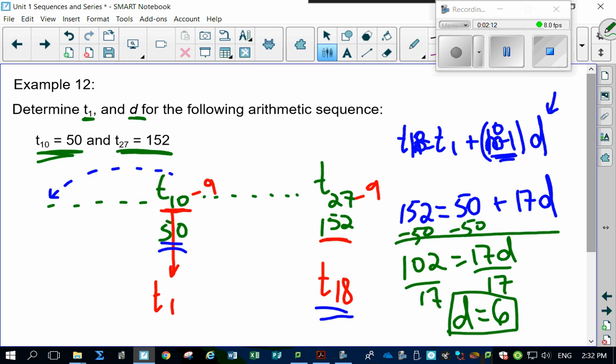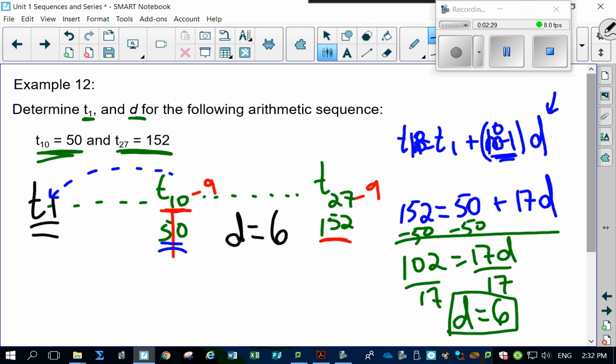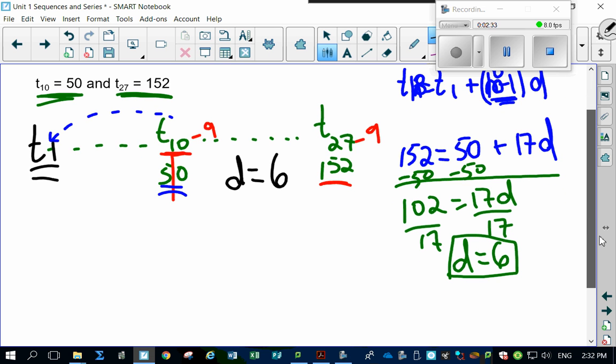There's your common difference. Now, get rid of this temporary garbage. All this stuff was temporary, get rid of it. Now you know the common difference, D, is in fact 6. Now we can find out this guy, T1. Well, how are you going to do that? Are you going to go back 9 times to find it? Think about how silly that would be.